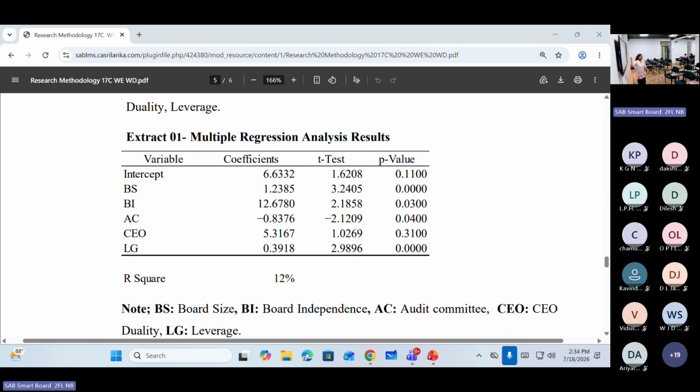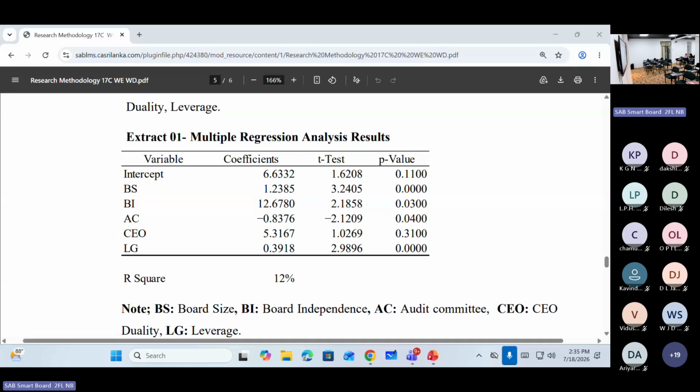H3, write down H3. There is a significant impact of audit committee on financial performance of listed companies.